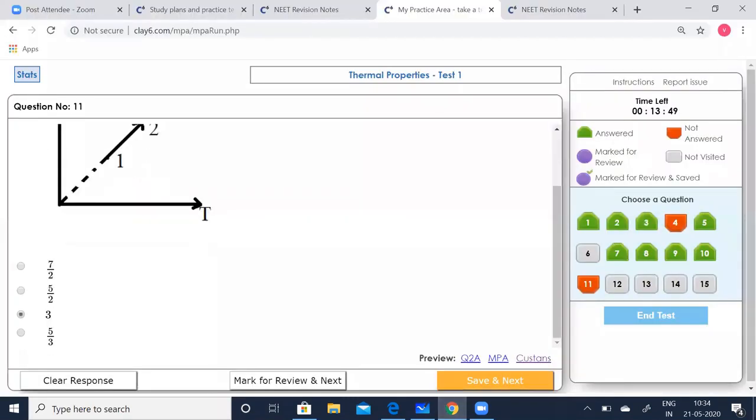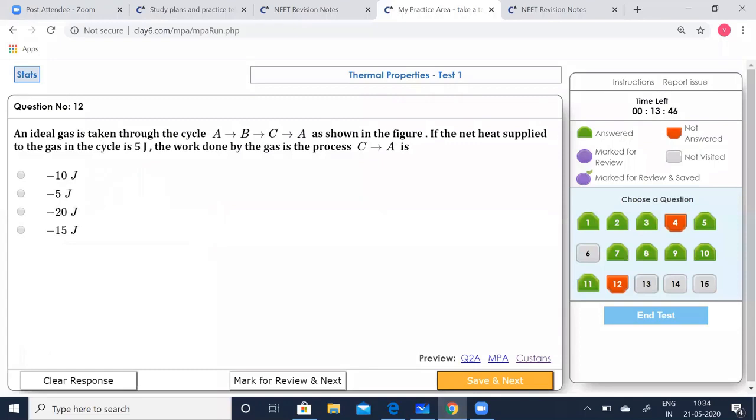Option C is correct. Save that, go to the next. An ideal gas is taken through the cycle A to B, B to C, and C to A. The figure is missing. I'll draw it for you. If the net heat supplied to the gas in the cycle is 5 joules, the work done by the gas in the process of C to A is how much?